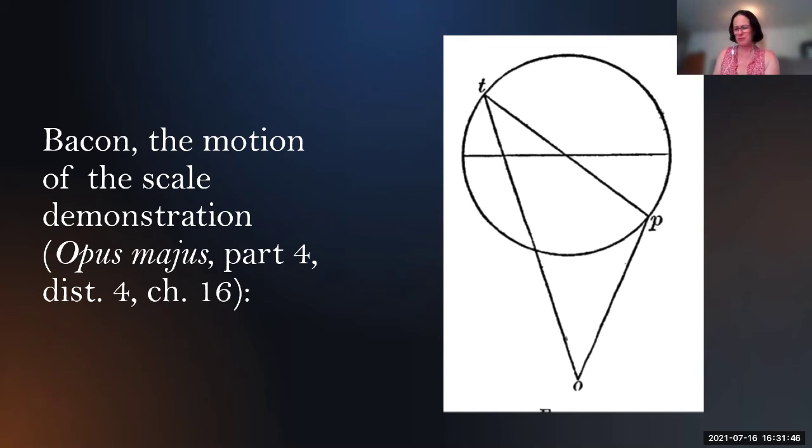I have an explanation here of Jordanus's treatment of the balance, but Bacon gives an appropriate presentation of what Jordanus is saying. So I don't think I need to repeat that.